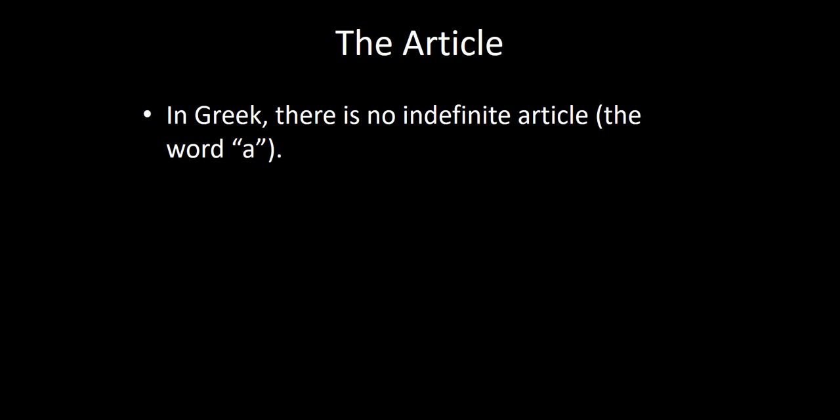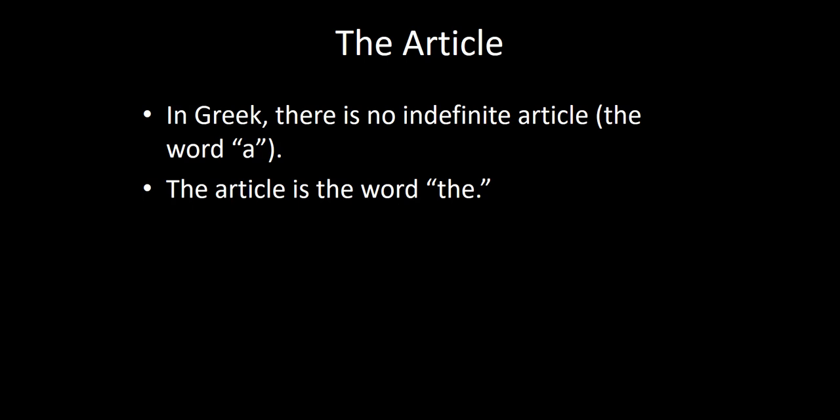So how do you get the word a or an? Well, you don't. You have no article, that is one way. The article is the word the. The article is kind of like a pointer finger. Mom says it's not polite to point, but the article is pointing out. It's a pointing type of thing. So the article is the word the.